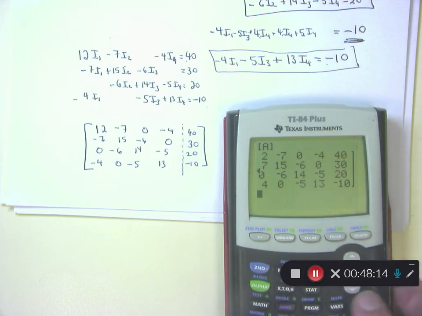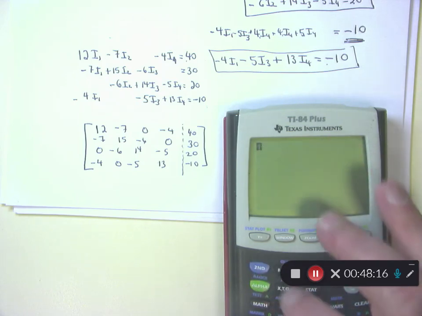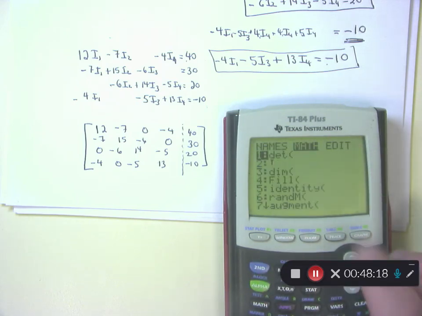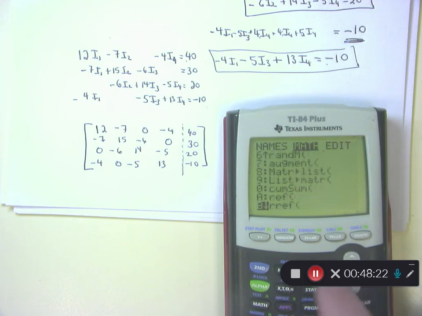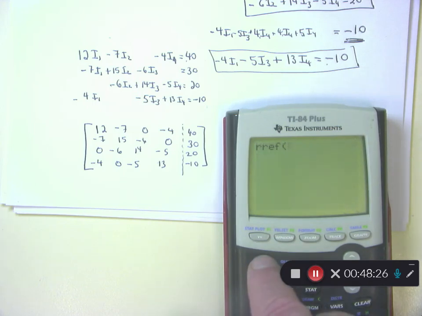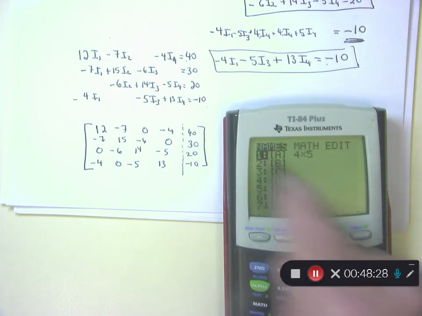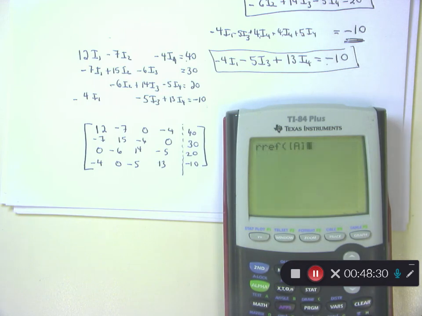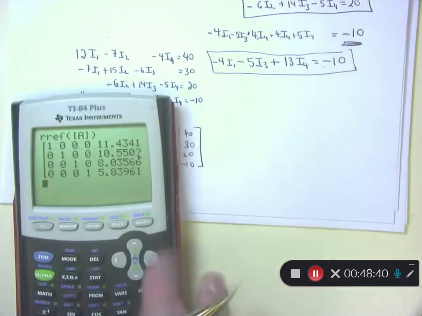Second quit, clear, and I'm going to go back to matrix, go over to my math, and the most important button out of all these buttons is the RREF, the reduced row echelon form. Then you got to go back to second matrix under names and call up matrix A, and mathematically I hit enter, and it gives me crappy answers. But what does it actually give me?